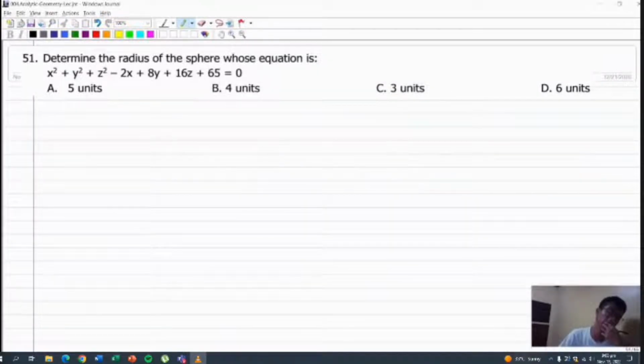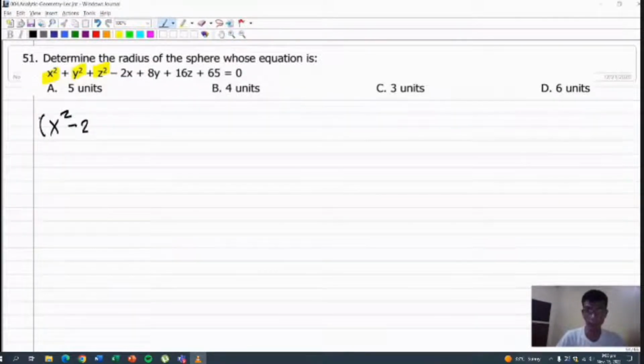Determine the radius of the sphere whose equation is ito. So, tatlo yung naka-square, x, y, and z. So, sa completing the square, tatlong variable iipunin natin sa left side. So, una, para kay x, si x square may kasamang 2x. So, i-complete natin yung square niyan.